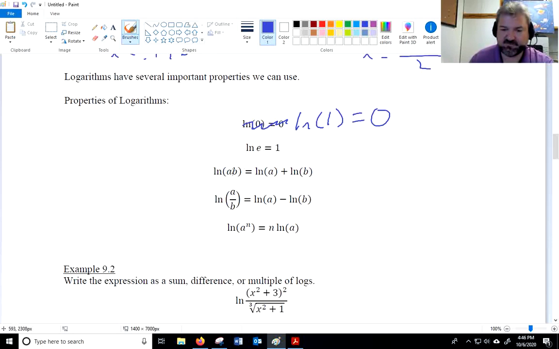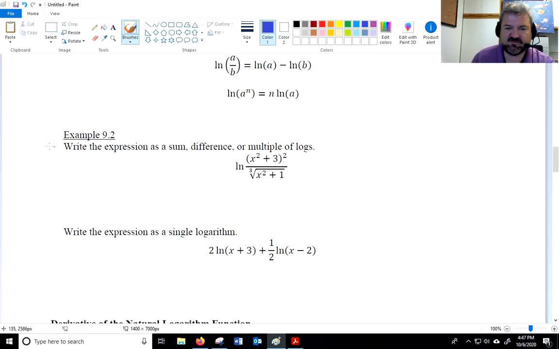The natural log of a product inside the argument becomes a sum on the outside. So I always say times on the inside, plus on the outside when you split it up. This is called expansion. Likewise, if we have division on the inside, it's subtraction. And we have this power rule that if we have natural log of a to some power, I can bring that power down in front of the logarithm.